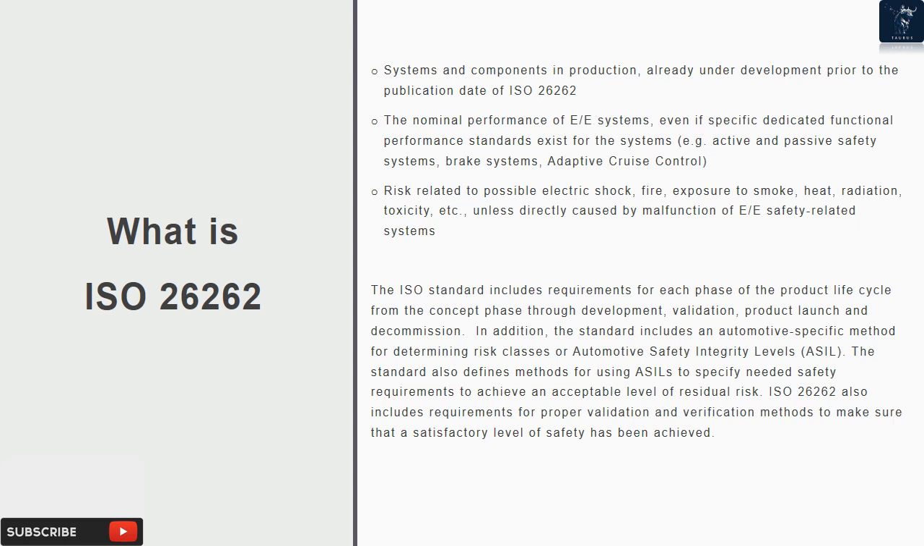E/E safety-related systems. The ISO standard includes requirements for each phase of the product life cycle from the concept phase through development, validation, product launch and decommission. In addition, the standard includes an automotive-specific method for determining risk classes or automotive safety integrity levels, ASIL. The standard also defines methods for using ASILs to specify needed safety requirements to achieve an acceptable level of residual risk. ISO 26262 also includes requirements for proper validation and verification methods to make sure that a satisfactory level of safety has been achieved.